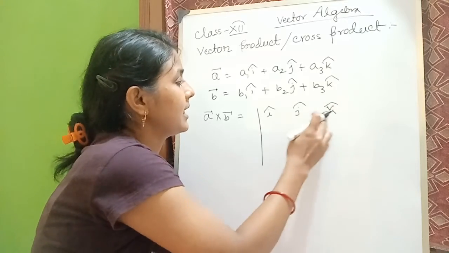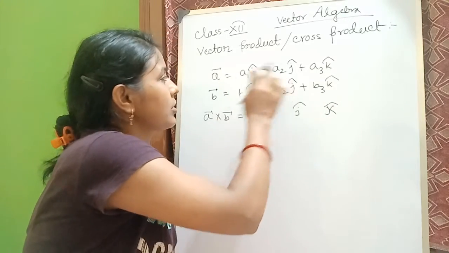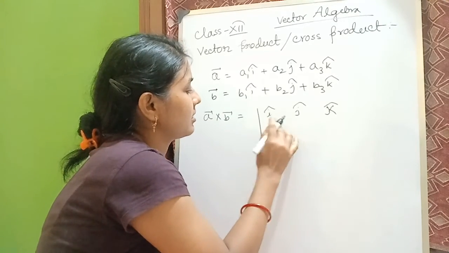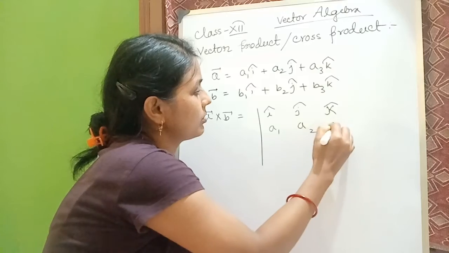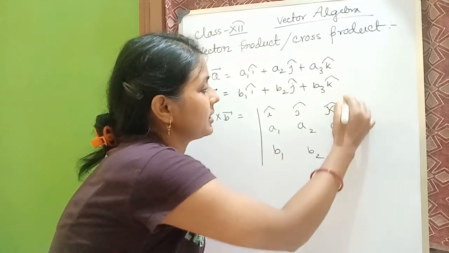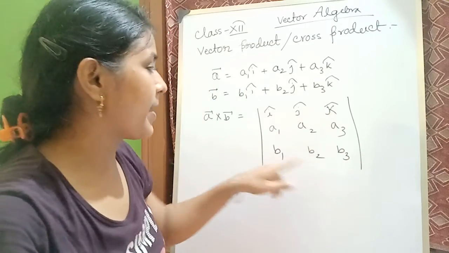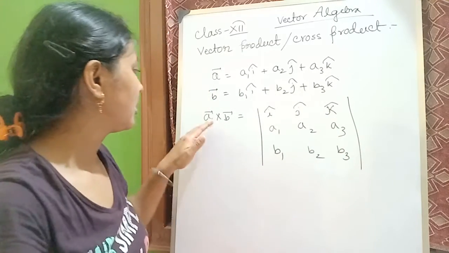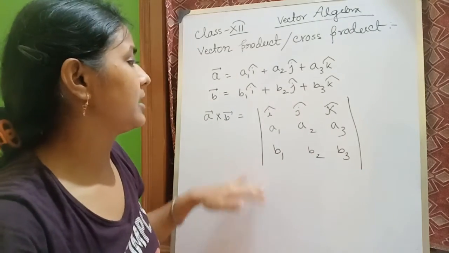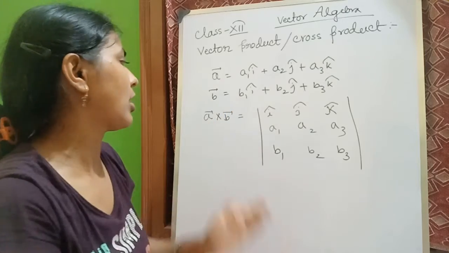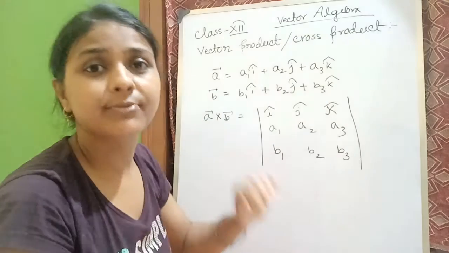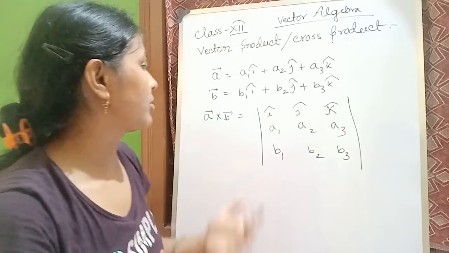I, j, k, and then the scalar components of the first vector, a1, a2, a3. Then the scalar components of the second vector, b1, b2, b3. And when you expand the determinant, you will get the formula of A cross B. So this is the calculative formula of A cross B when you have the vectors in component form.